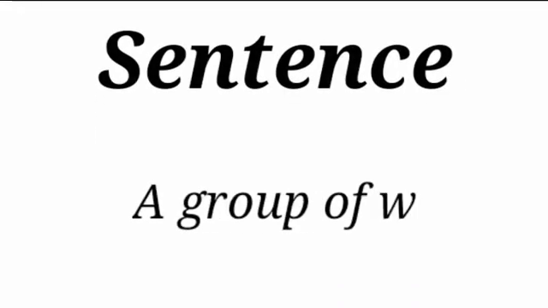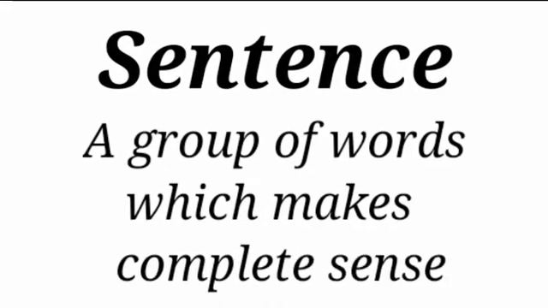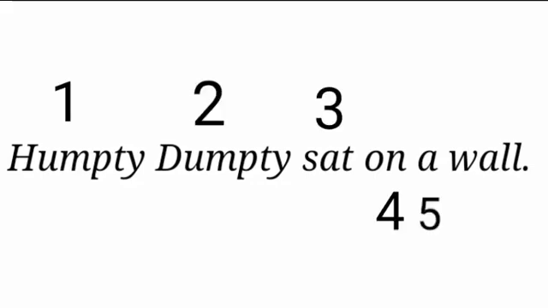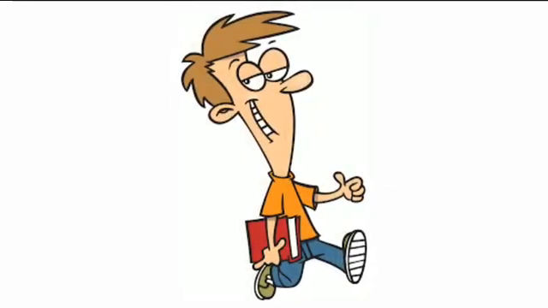What is sentence? A sentence is a group of words which makes complete sense. For example, Humpty Dumpty sat on a wall. This sentence is a group of 6 words. 1, 2, 3, 4, 5, 6. This group of words make clear sense. So it is called sentence. Have you understand? Next, we will learn about the structure of the sentence.